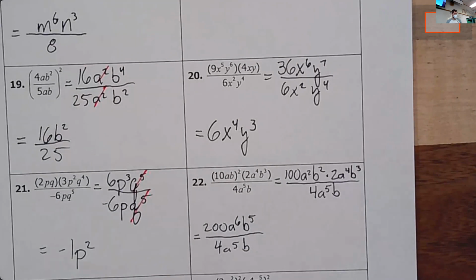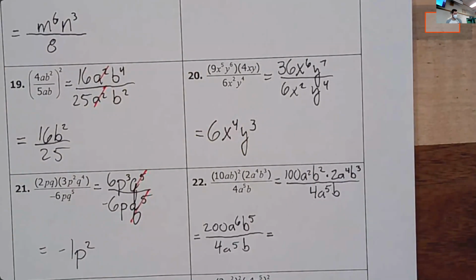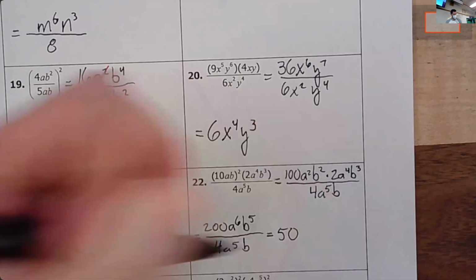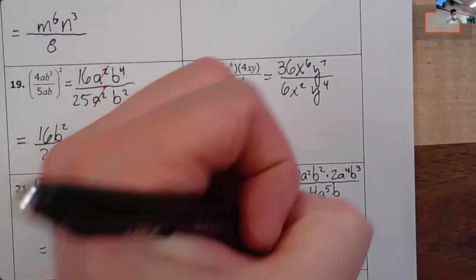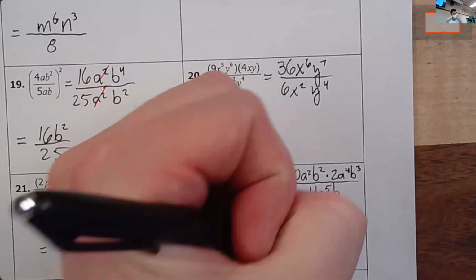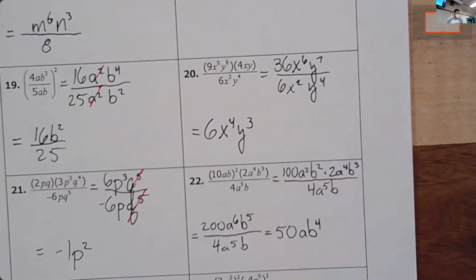Now we can use our product rule. Sorry, quotient rule. We already used the product rule. The quotient rule now, 200 divided by 4 is 50. And then a to the sixth divided by a to the fifth, subtract the exponents to be a to the first or just a. And then b to the fifth divided by b, subtract the exponents, 5 minus 1 is b to the fourth power. So 50a b to the fourth is our answer for number 22.